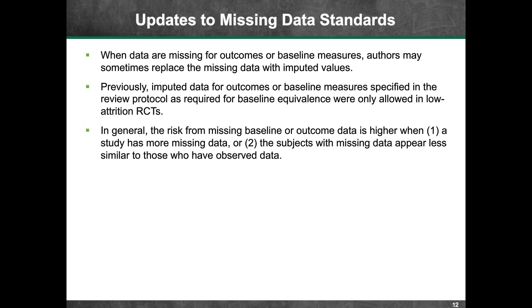In general, this risk is higher when a study has more missing data or when the subjects with missing data appear less similar to those with observed data. Under version 4.0, a quasi-experimental design or high-attrition randomized controlled trial that analyzes imputed data can be eligible to meet standards, but only if the WWC can determine that the risk from the missing data is low.